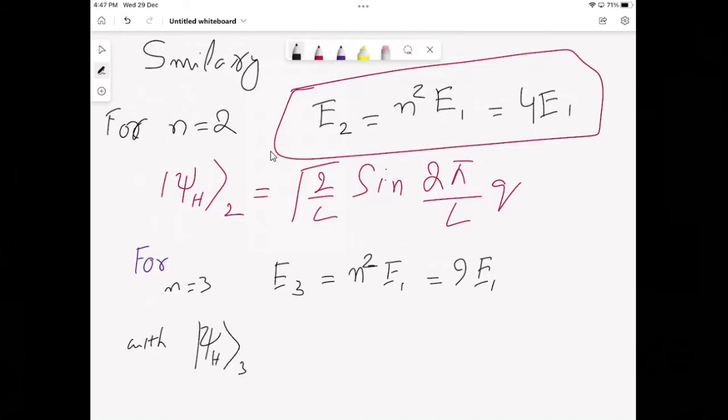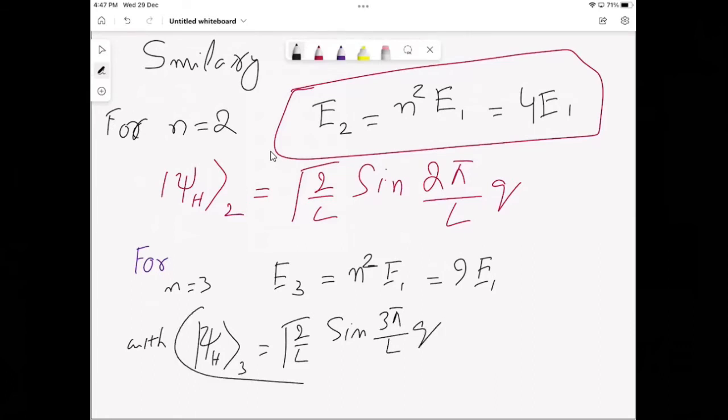Sir, why doesn't n cube come here? No, n square. When we put the value of n, that is 3, then 3 square is equal to 9, okay. So this will be 9 E1 with sine 3 pi x over L. So this will be the result, okay. So in this way we can find any value of E.